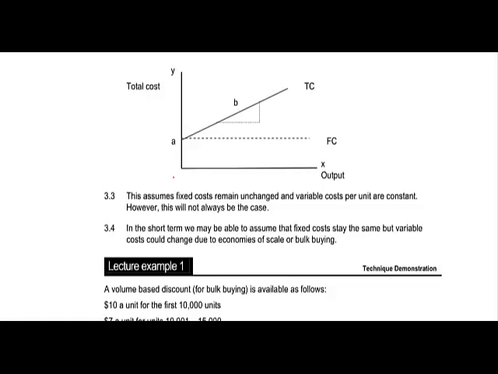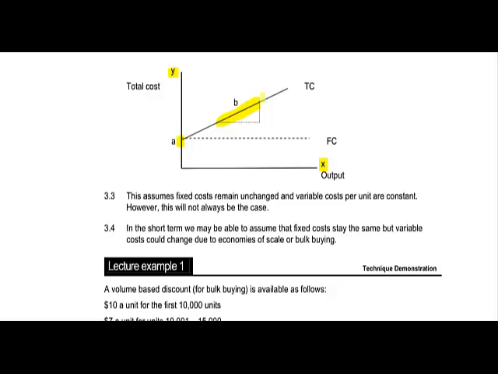So looking at our diagram here, we've got y on our vertical axis, that's the total cost, and then the output, in other words the number of units, is x, which is on that horizontal axis. Where it crosses the y-axis is the intercept, so that's a, and that's fixed cost. What that means is that even if you don't produce anything, you still incur those costs. And then the slope of the total cost line is the variable cost. So for every unit extra that you produce, it will go up by the variable cost.